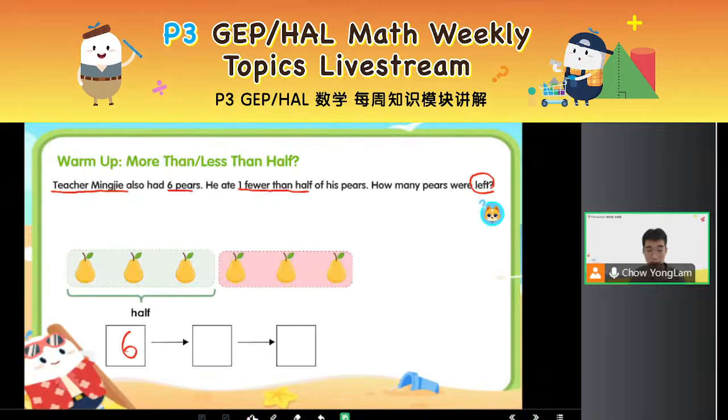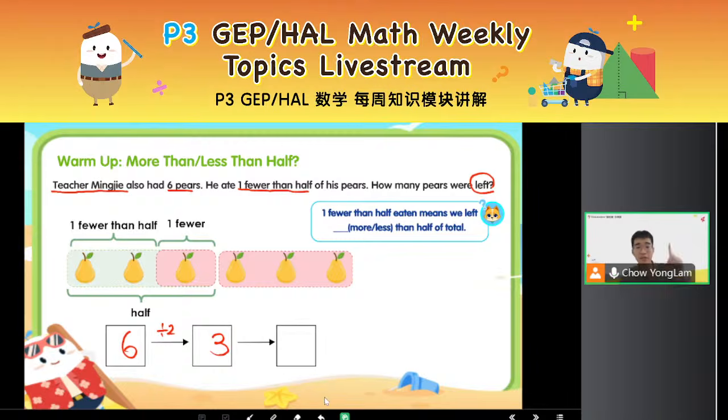Let me quickly show the correct animation. To find the half from the whole, I will divide by 2. So the leftover is 3. However, did teacher Ming Jie actually eat half of the pairs? No, right? He ate 1 fewer. That means he actually took half, but he decided, I don't want this much. So he put back 1 fewer. Where does this 1 fewer go? It will go onto the table, onto the remaining. It's also part of the remainder now.